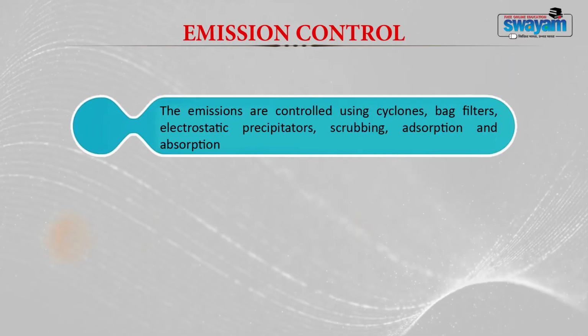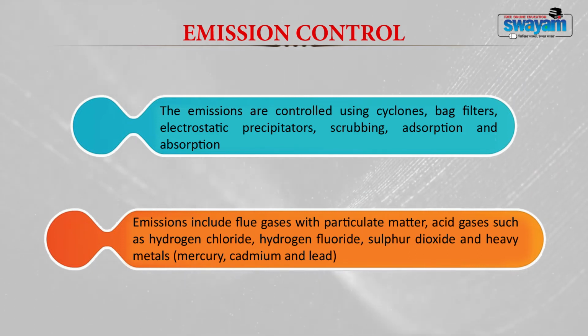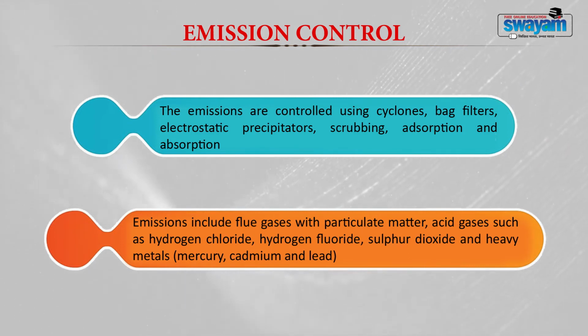Now, the flue gas, which contains particulate matter, acid gases like HCl, HF, sulfur dioxide and heavy metals like mercury, cadmium and lead, is generally controlled through cyclone separators, bag filters and electrostatic precipitators for the removal of particulate matter, and scrubbing, adsorption and absorption for removing gaseous pollutants.